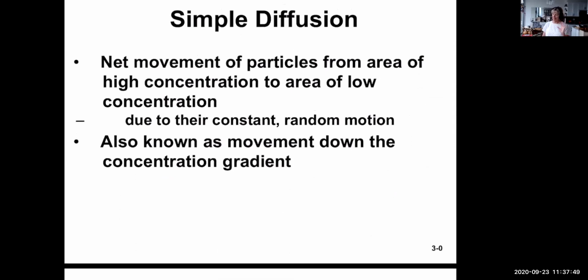Simple diffusion is just net movement from high concentration to low concentration. Why do they move at all? Well, as we know now, atoms and molecules are in constant motion. They're constantly moving because of the wobble of the nuclei and other reasons. So movement down the concentration gradient, simple diffusion.